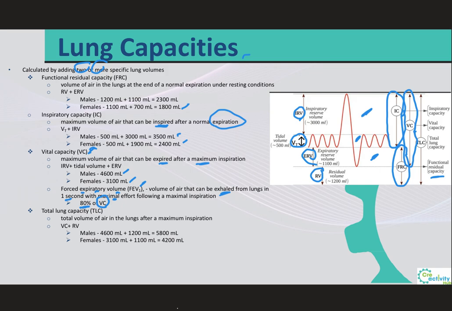because COPD actually increases the airway's resistance. And lastly, we have the total lung capacity, which is the total volume of air in the lungs after a maximum inspiration. And this is going to be the sum of the vital capacity and the residual volume. Therefore, 5,800 mLs in males and 4,200 mLs in females.